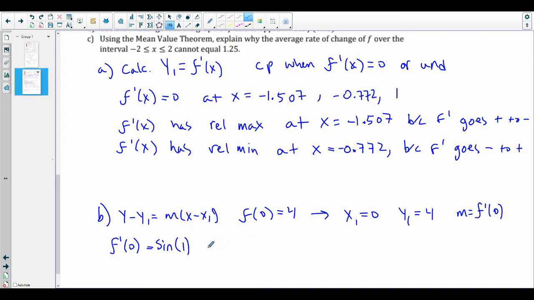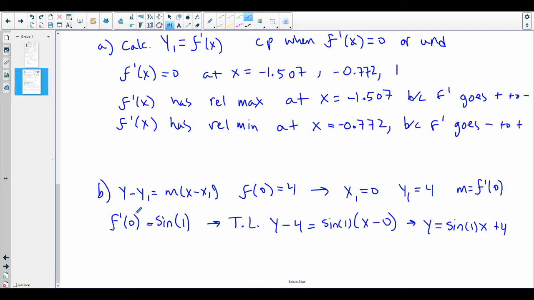So here's my tangent line. I'm going to say y minus 4 equals sine of 1 times x minus 0. And we can clean this up a little bit. We'll say y equals sine of 1 times x plus 4. There's our tangent line.